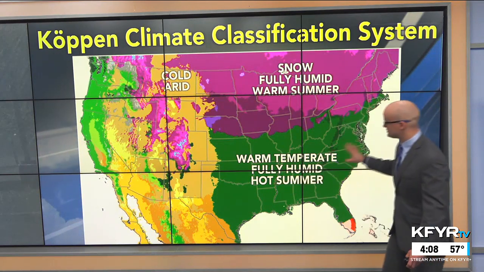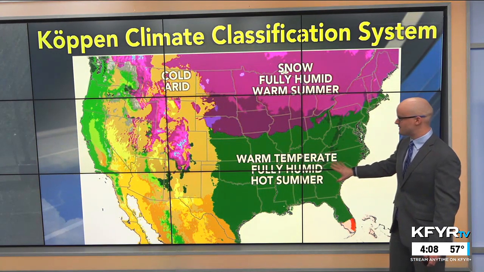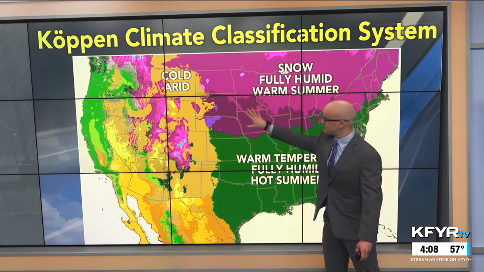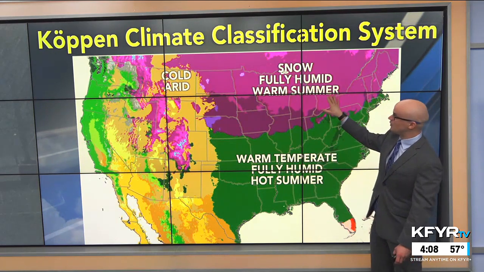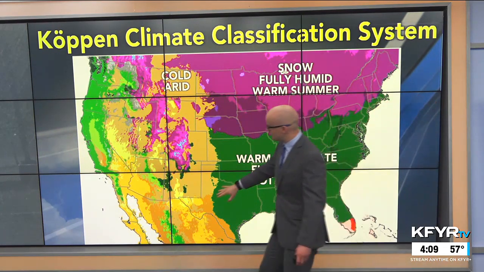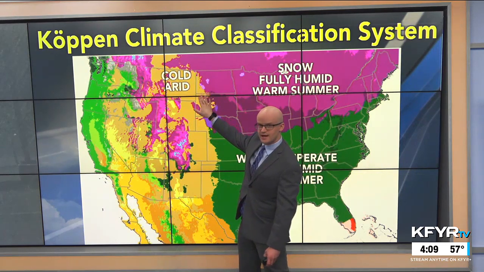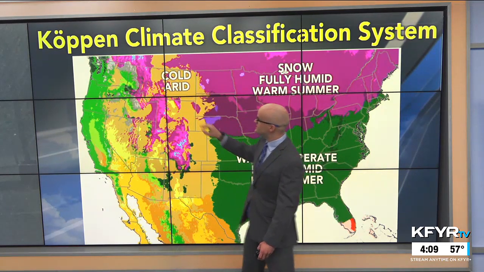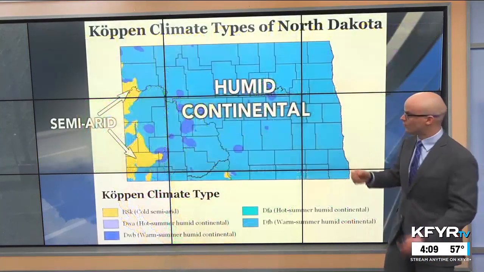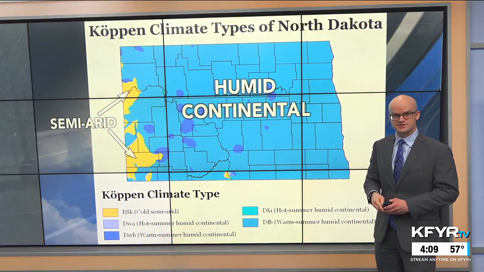Across the south central and southeast, warm, temperate climate, fully humid with hot summers. For the northern tier of the country, for the central and eastern portions, snow in the winter, fully humid, and a warmer summer. But then once you get closer to the Rocky Mountains, and this impacts portions of western North Dakota, that's called the cold, arid climate classification zone. Arid meaning a little bit more dry, and of course that colder feature that we see here in the northern plains.